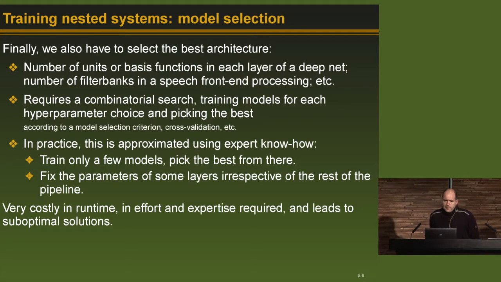There is another thing you need to do when training a system, which is to select the model. That means that in the case of the neural network, for example, you have to decide how many hidden units you're going to use in each layer, how many filter banks in a speech recognition pipeline, et cetera. And the usual way of doing this is that you are going to try a certain number of hidden units, for example, in each layer, or a certain number of values for each hyperparameter. You do a grid search there, and that leads to a combinatorial number of problems. Each one is a nested problem. You have to train a nested model for that particular choice, and then when you have done all that, you pick the best according to some criteria.